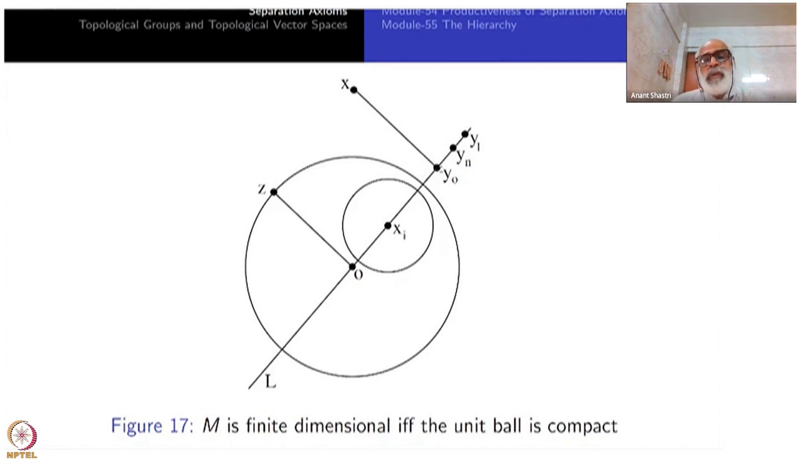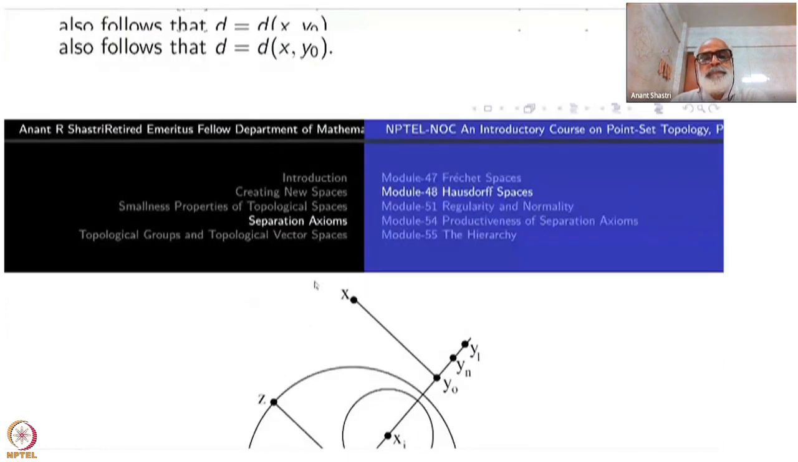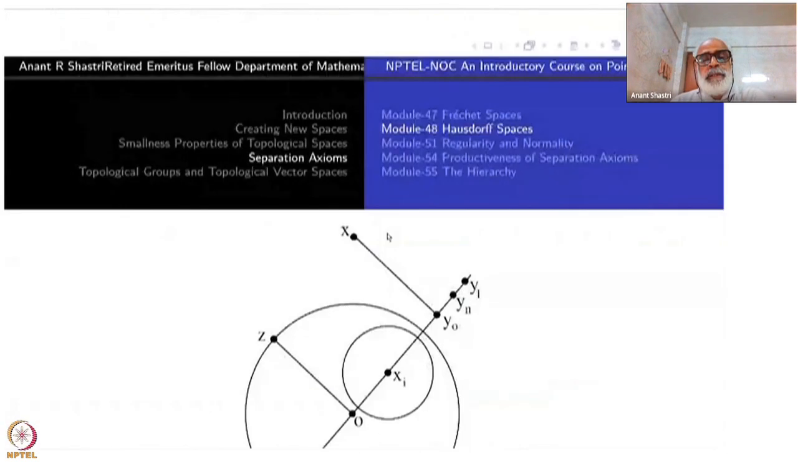But what you can do is, you look at x minus y naught. That is a non-zero vector, right? You divide by its norm, and that will be a point on the unit sphere. So this z is nothing but x minus y naught divided by its norm. So that will be a point of the unit sphere. This is what I am doing here. Okay, so next slide.